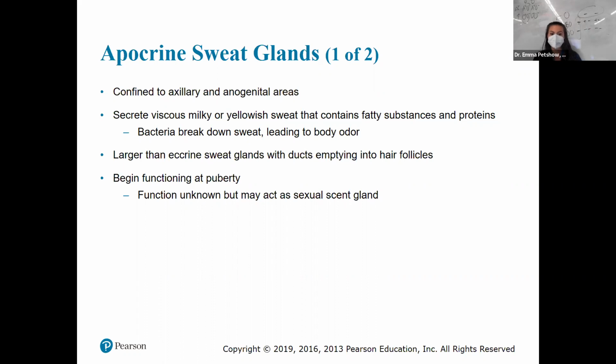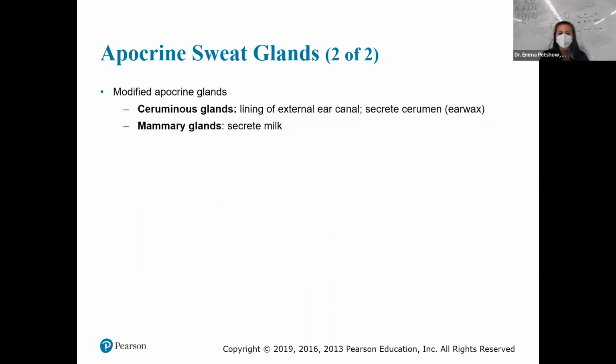They begin functioning around puberty. There's also modified apocrine glands, ceruminous glands. They line our external ear canal and they secrete cerumen, and mammary glands secrete milk.